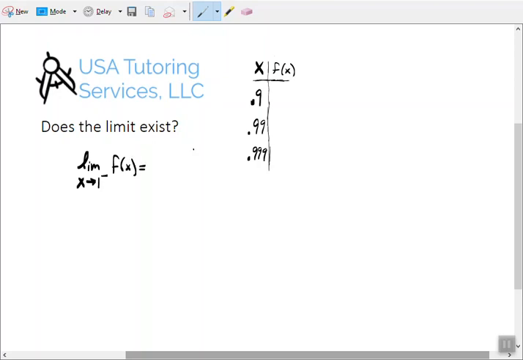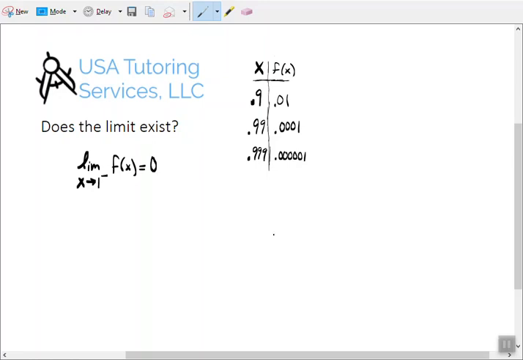equals, well, we don't have any y values here, so let's assume that the y values say the following. What if they say this? 0.01, 0.0001, and then 0.000001. So the f values are getting closer and closer to 0. So far, if I'm looking at this table, this is all the information I have, is that the limit as x approaches 1 from the left of the function is 0.